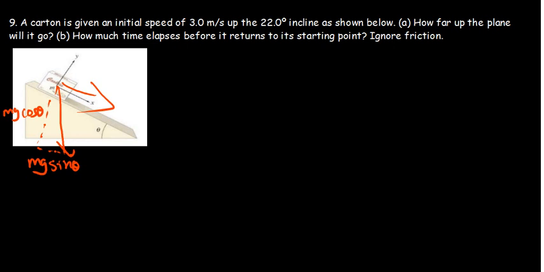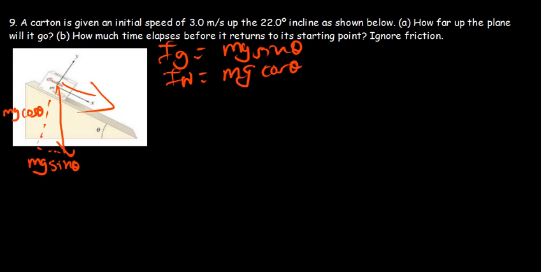We know that Fg is always mg sine theta, and the normal force in this case is basically mg cos theta. After knowing that, what else do we know? The question is asking us to calculate what? The first question: a cartoon is given an initial speed of 3 meters per second, and our theta is 22 degrees.